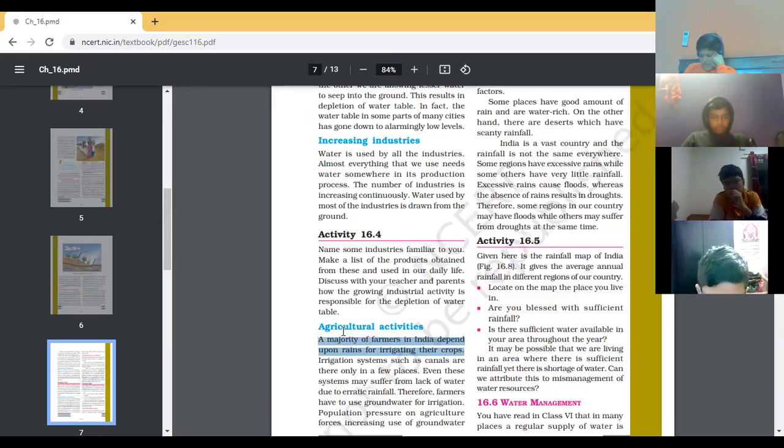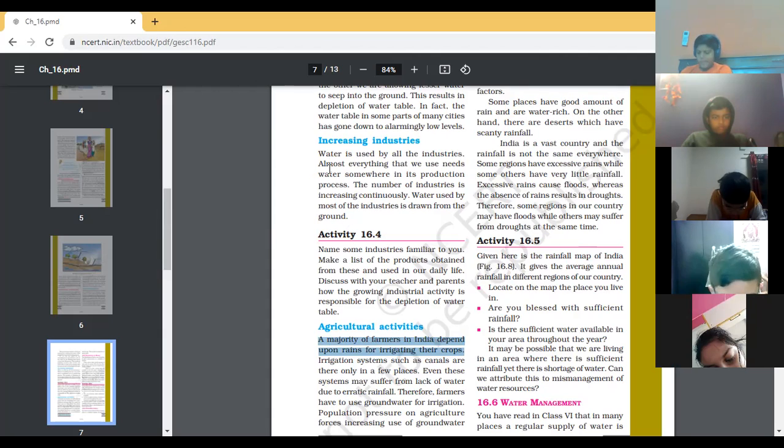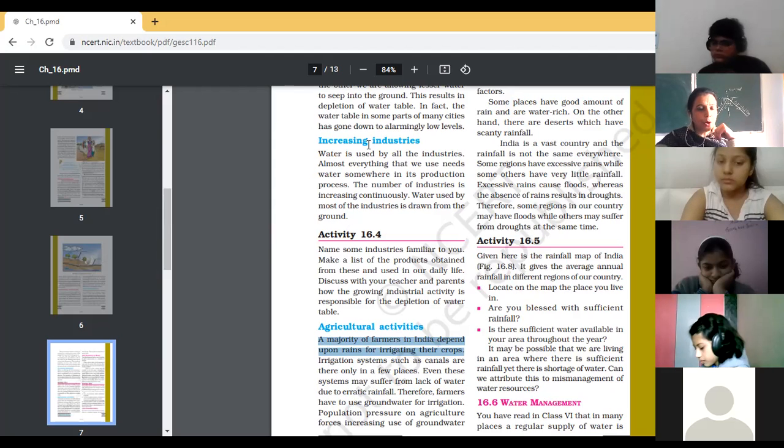So children, these three cases we had discussed. First case is the increasing population, increasing industries, agriculture activities, and two more are there. That was scanty rainfall. Now you have seen that due to the climatic change, the rainfall is very less. And next is deforestation. As the population is increasing, then what happens? We are cutting more and more trees to make living space.